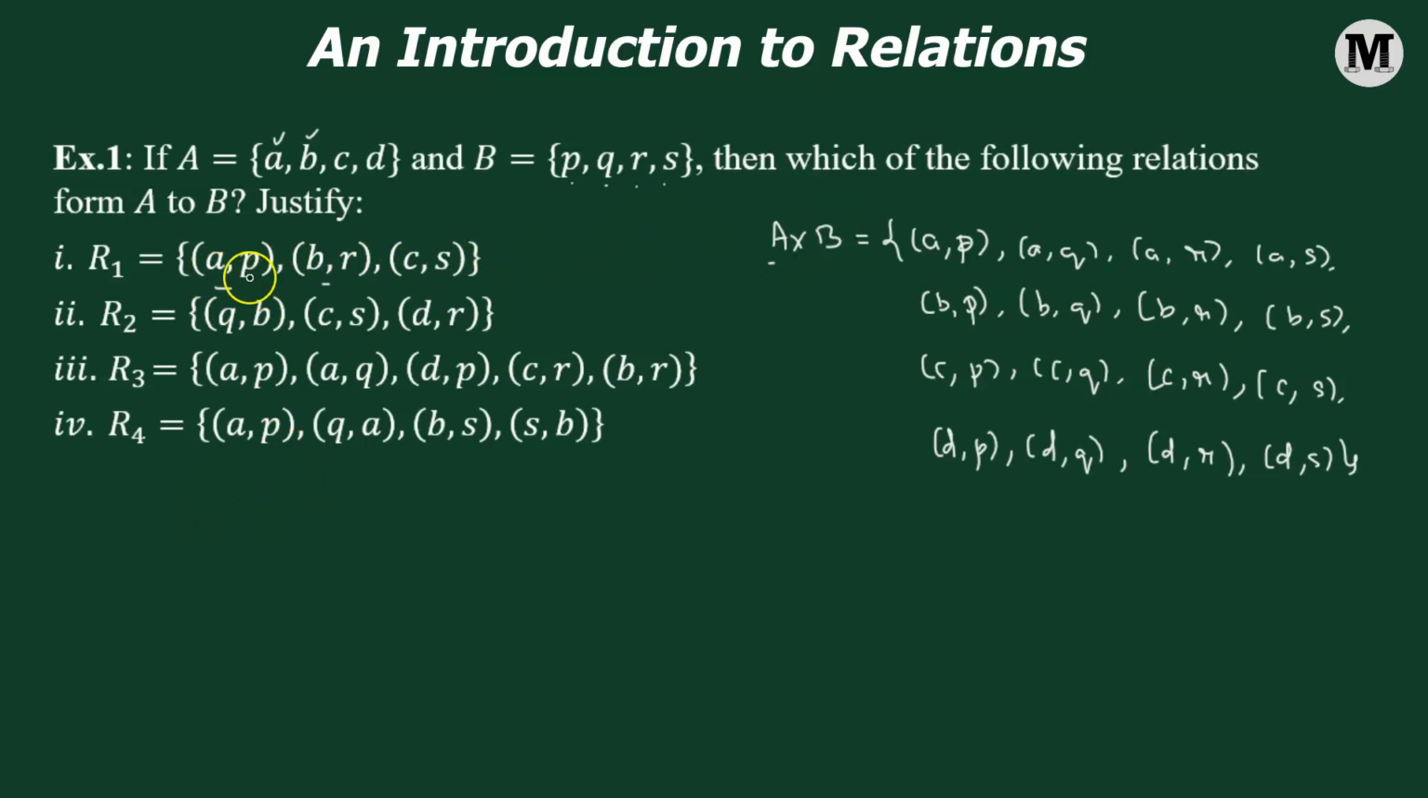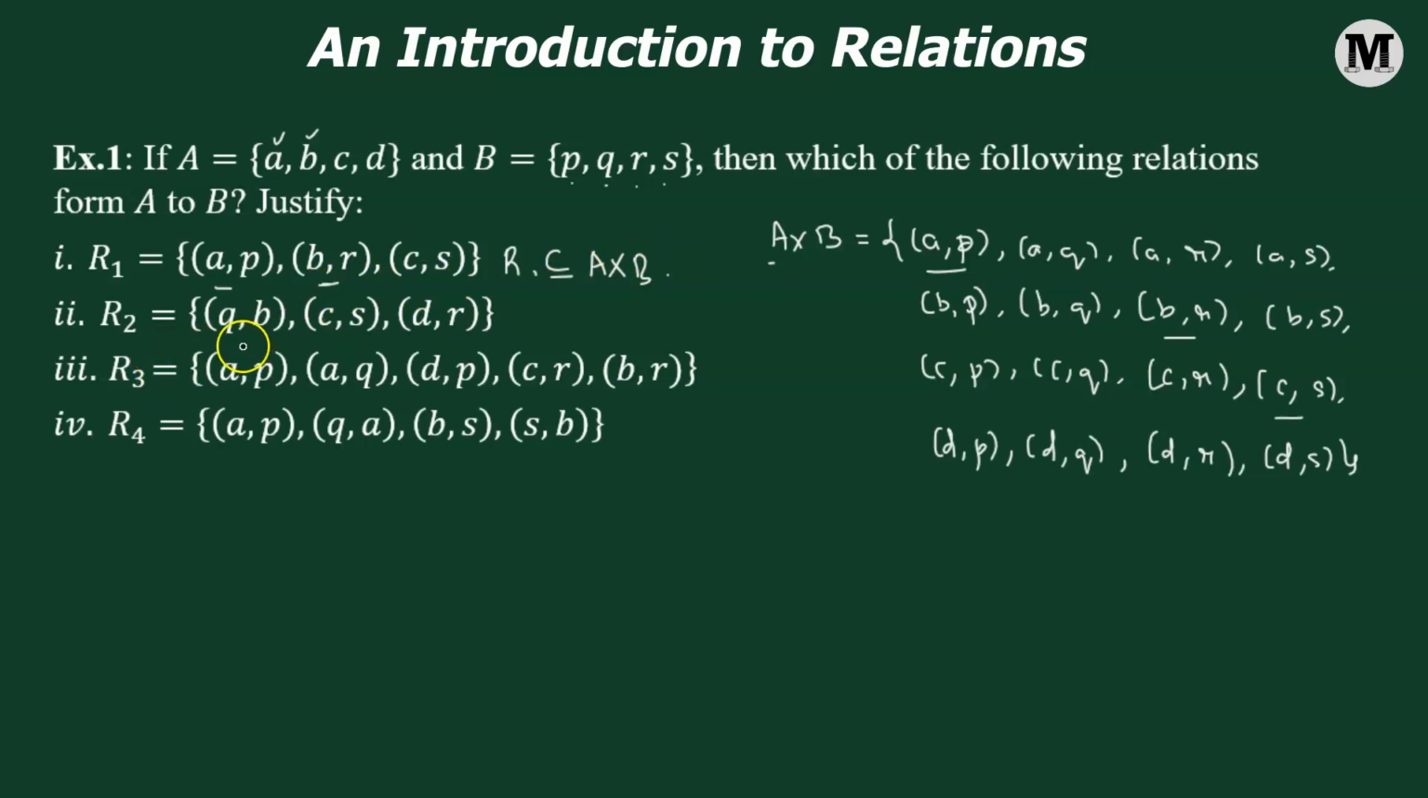So if we consider the first element (A, P), yes, that belongs to the Cartesian product of A and B. What about the ordered pair (B, R)? That is also present. Then we have (C, S). Yes, that's also present as well. So we can say that R1 is clearly a subset of A × B, the Cartesian product of A and B. So that means R1 is indeed a relation.